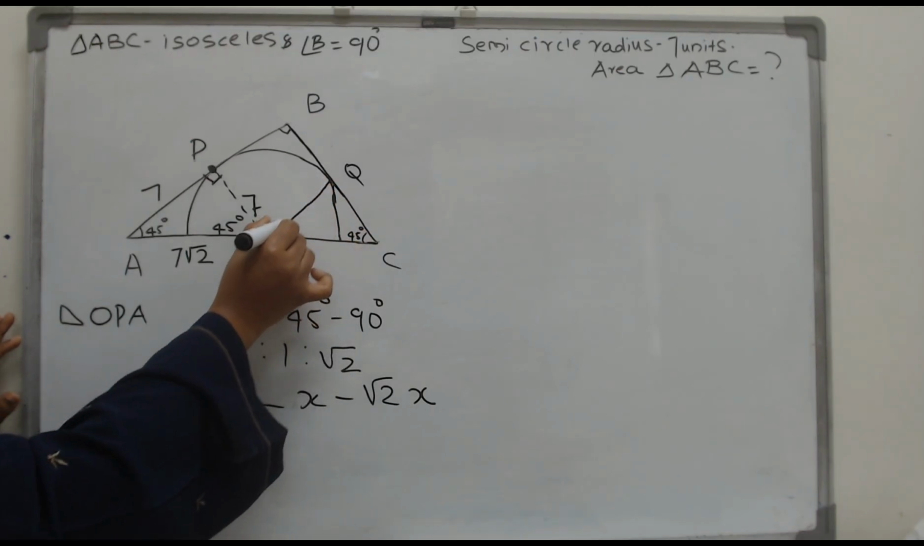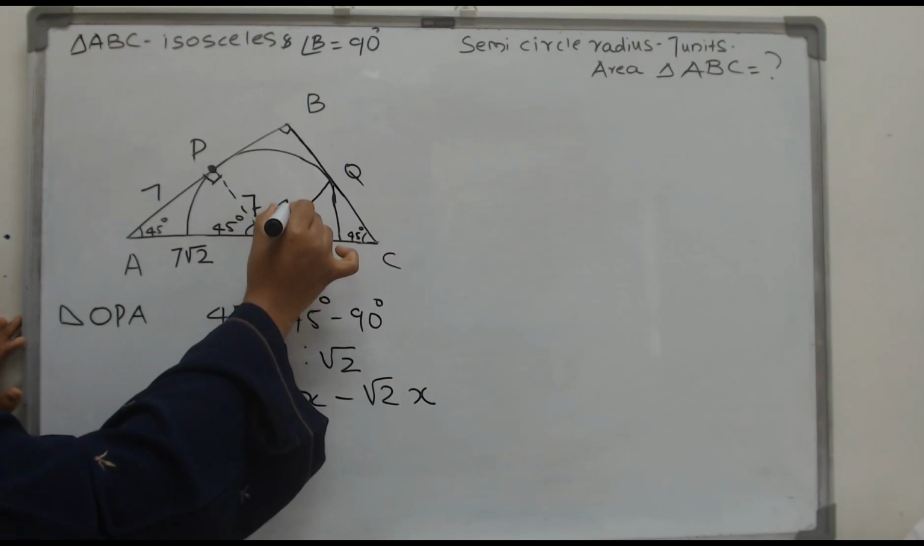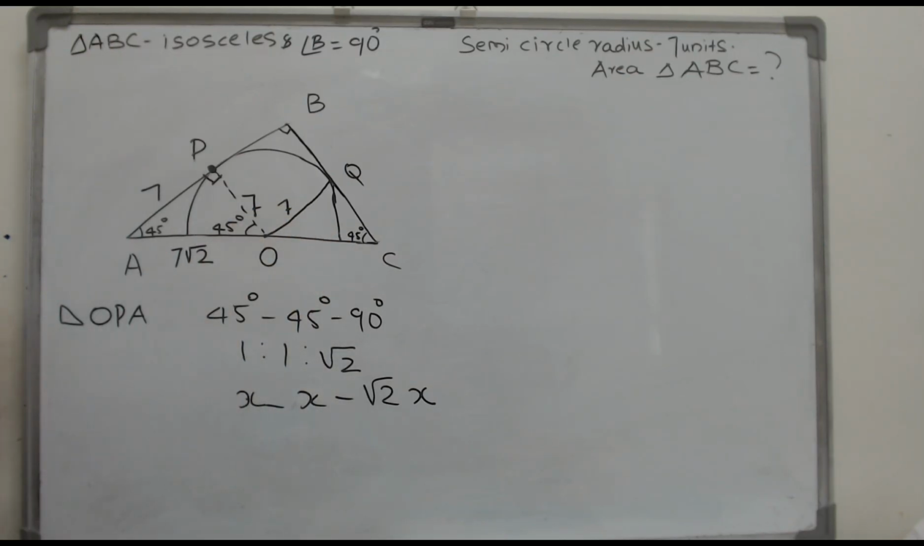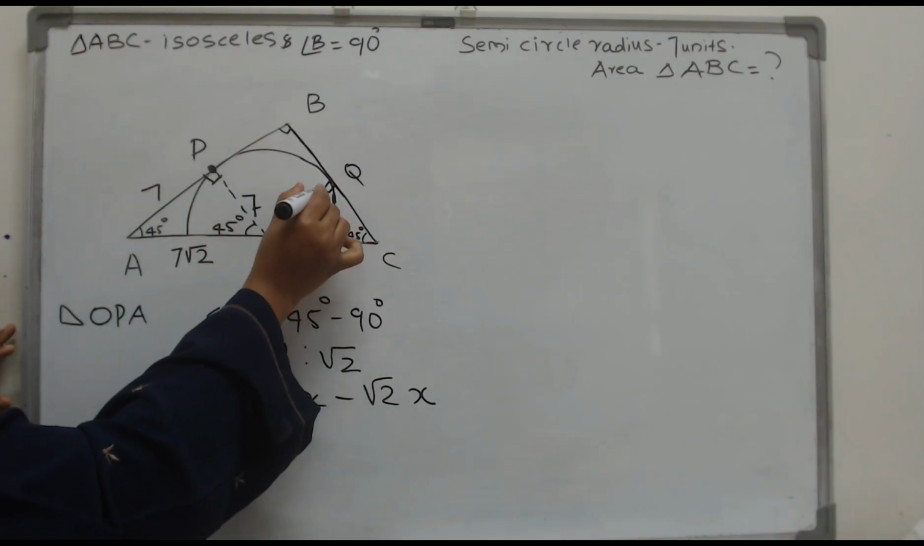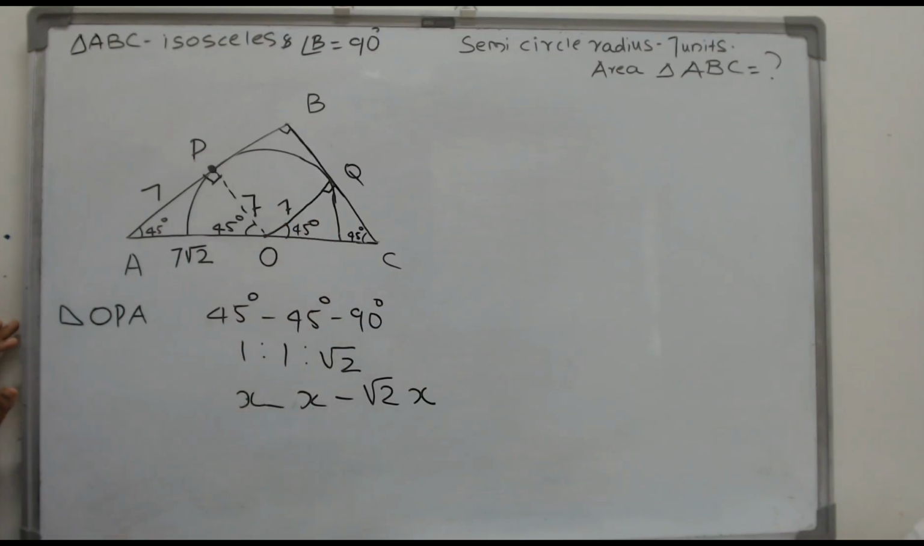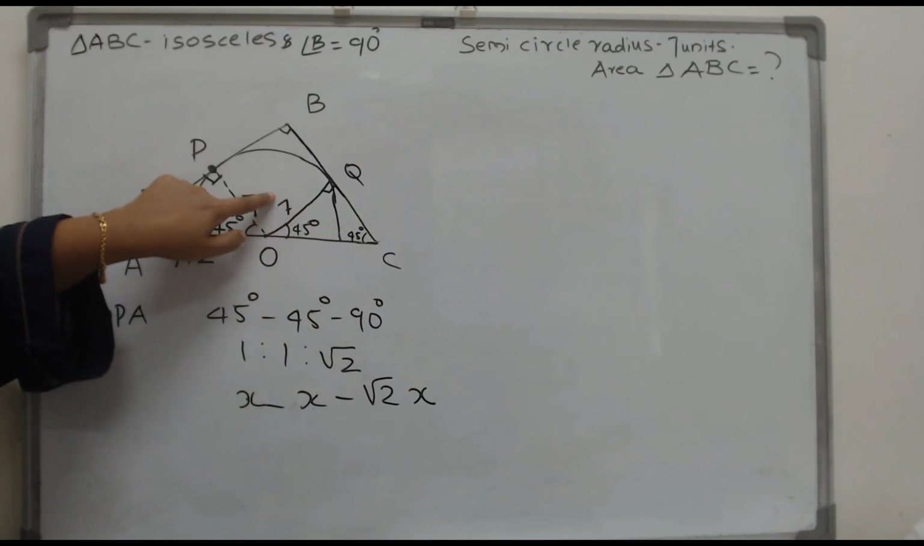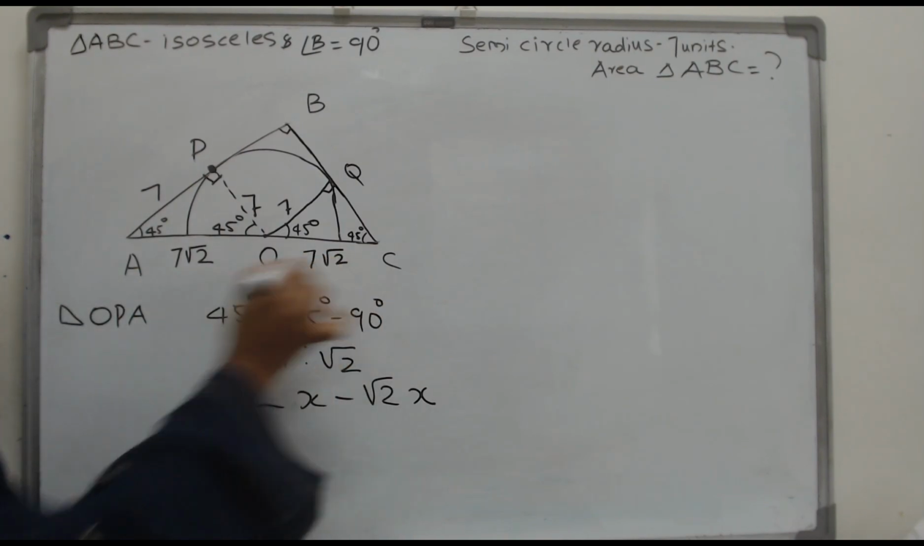Now we can do the same thing over this side also. We can join O and Q. It is a radius of the semicircle. It will be of measure 7 units, and you have a radius, you have a tangent, which means you have a right angle here. Here it will be 45. Again, it will be in the ratio 7 here, 7 here, and 7 root 2 here.